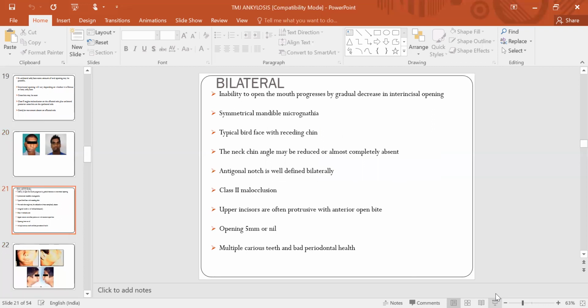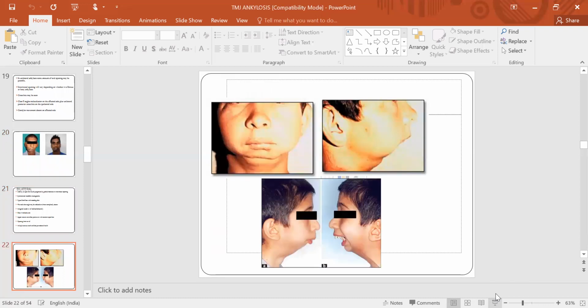In bilateral ankylosis, it is a typical bird face appearance with symmetrical mandibular micrognathia. The neck-chin angle is low or completely absent. The antigonial notch is well defined. Class 2 malocclusion. Upper incisors are often protrusive with anterior open bite and minimal mouth opening, 5 millimeters or nil, with multiple carious teeth and bad periodontal health. So this is a typical bird face appearance in a bilateral ankylosis case, and you can appreciate the bird face.